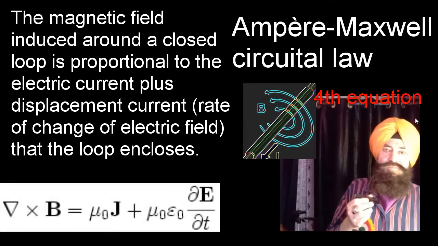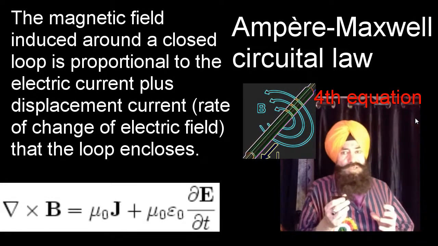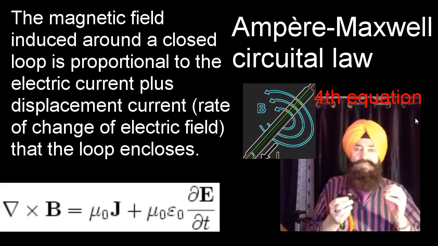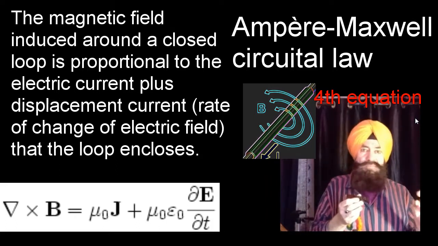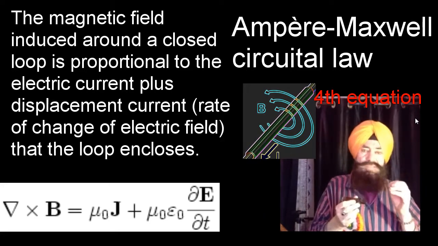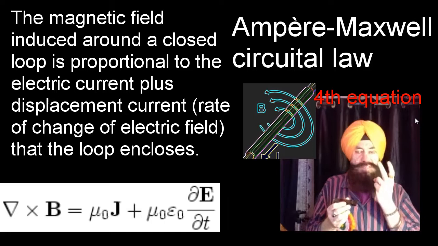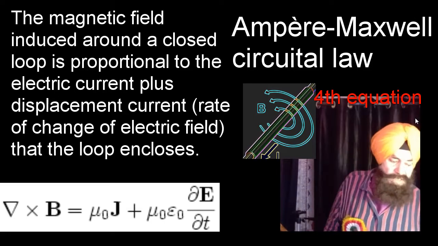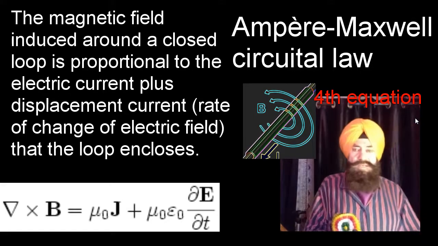to the fourth law, the fourth equation. The fourth equation is mu naught J plus mu naught epsilon naught curly E by curly T is equal to the curl of the magnetic field. Now in this equation, there are two currents. One is the conduction current and the second is the displacement current.